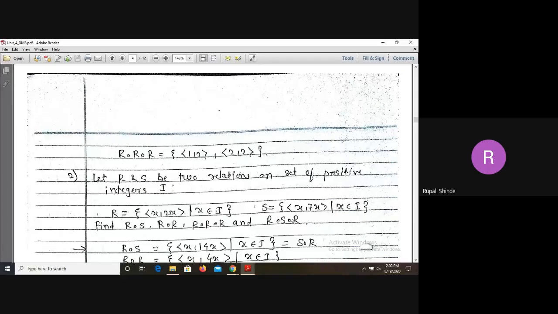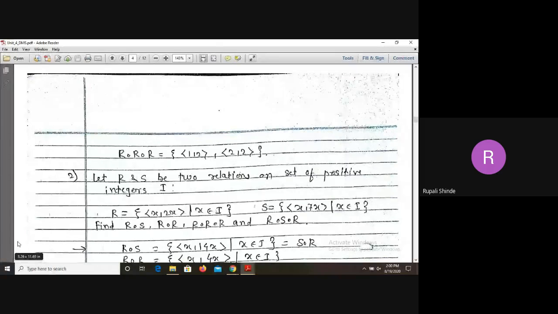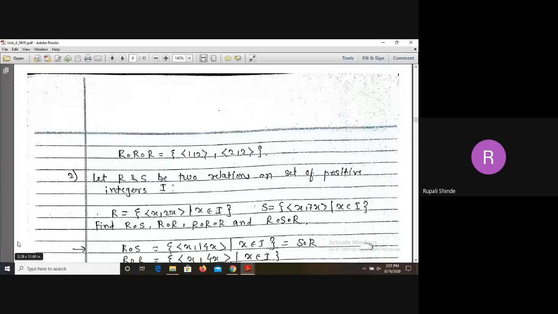So first tell me what is the value for R composition R composition R. x comma 8x. Yes, x comma 8x. Correct. And the last value? x comma 28x. Yes, x comma 28x. Correct.